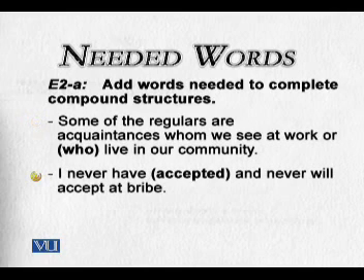One more example. I never have and never will accept bribe. Now, please see here. I never have. Now, have is what? It's a perfect form, and it takes the past participle. I never have accepted. Now the second verb is what? Will. Now, will is what? A modal. It takes what? The first form of the verb.